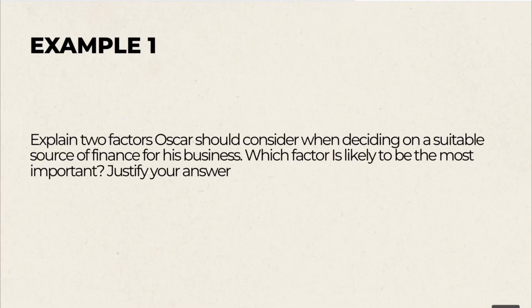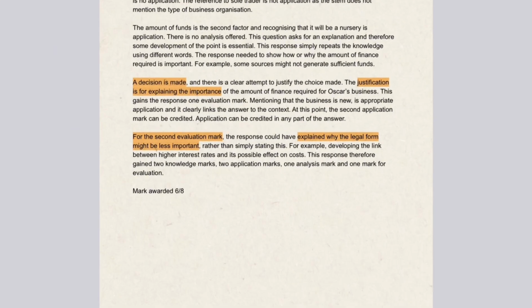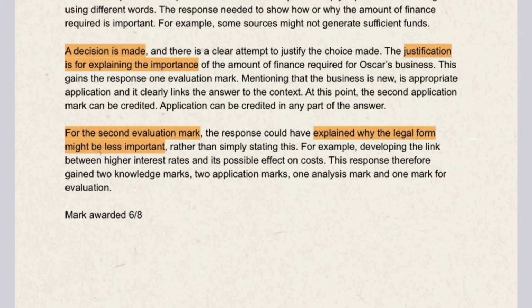Paper 1. Explain 2 factors Oscar should consider when deciding on a suitable source of finance for his business. Which factor is likely to be the most important? Justify your answer. This is the examiner's comment for the specimen paper answers for paper 1. The examiner's comment focuses on the whole question, but I'd like to focus specifically on how to get the evaluation marks. So according to the comment, it said that a decision is made and it's justified for explaining the importance.